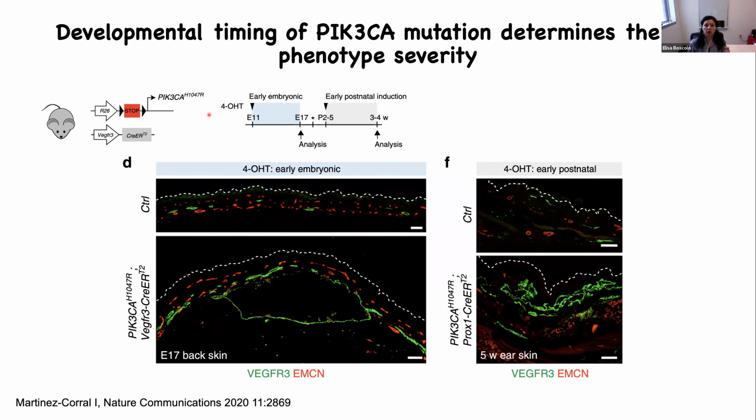And this is another way of showing this. This is the skin ear, and this is a control. This is a mutant, early embryonic, and you see this enlarged lymphatic channel, macrocystic lesion. And here you can see later induction, a microcystic.